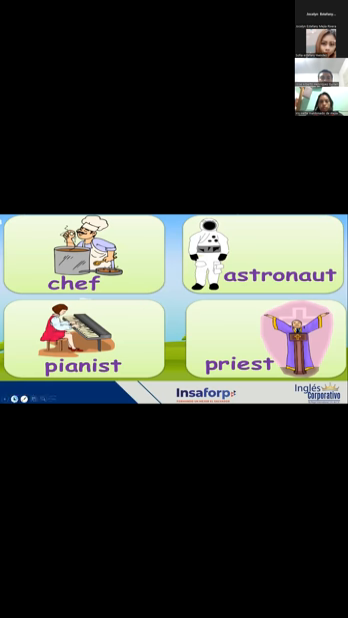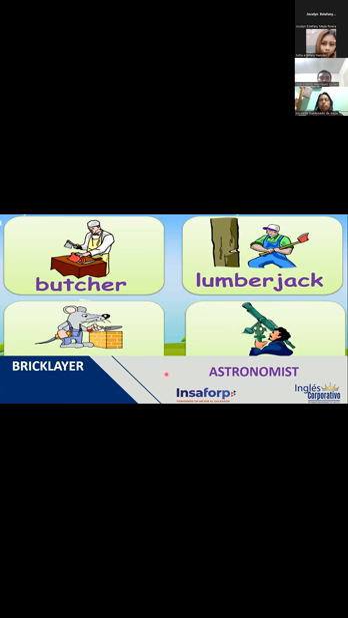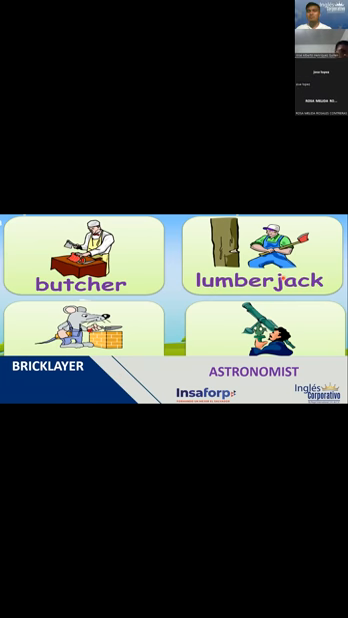Okay. Now, we have butcher, lumberjack, bricklayer, astronomist. Jose Lopez and Carla then. Butcher, lumberjack, bricklayer, and astronomist. Thank you very much. Butcher, lumberjack, bricklayer, astronomist. Thank you very much.